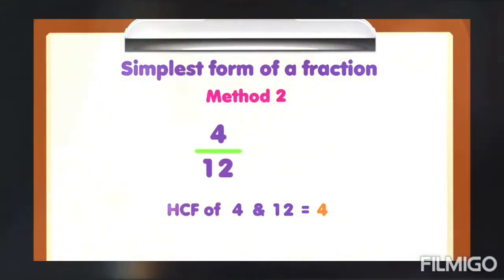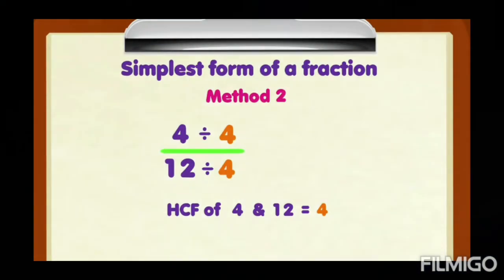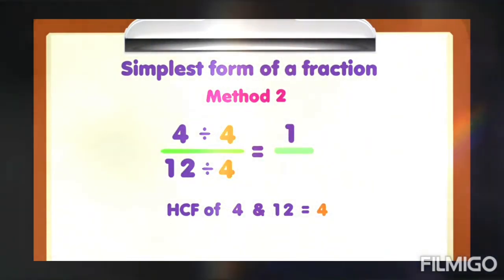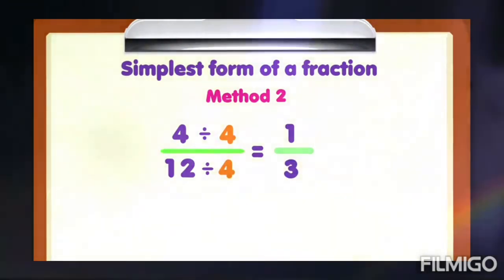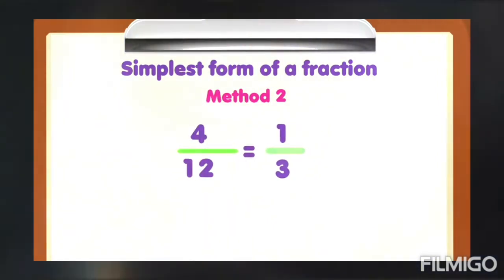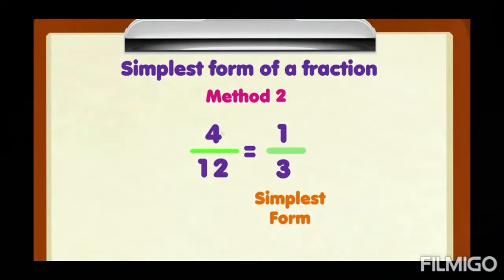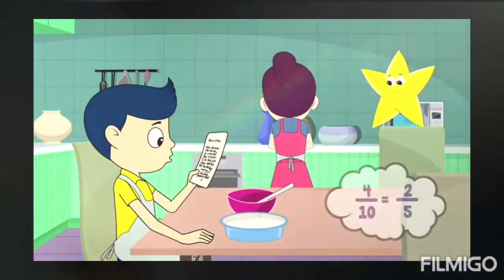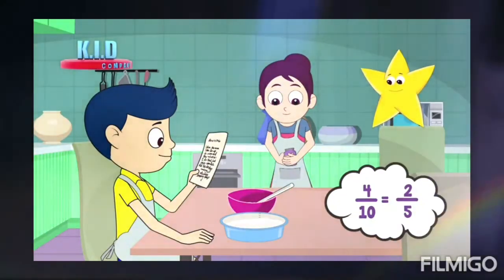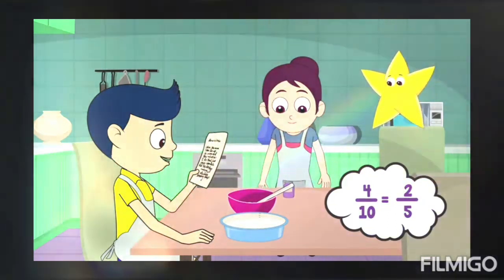So, we divide the numerator and the denominator of the fraction by 4. 4 divided by 4 is equal to 1. And 12 divided by 4 is equal to 3. Hence, we get 1 upon 3. Thus, 1 upon 3 is the simplest form of 4 upon 12. So, 4 upon 10 kg of sugar when simplified would mean 2 upon 5 kg of sugar. That is 2 out of 5 equal parts of 1 kg sugar.